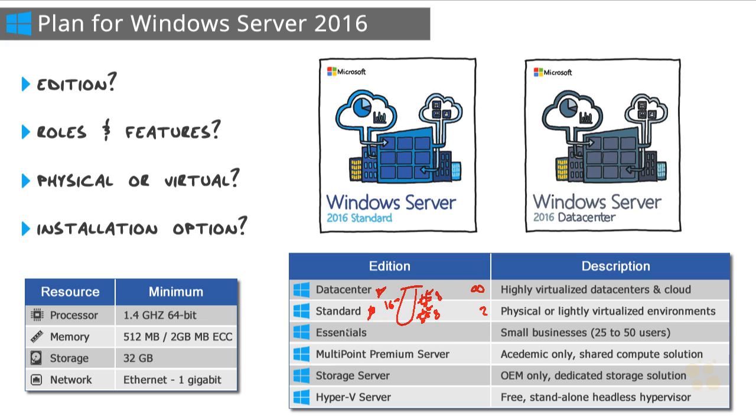Now, these other 4 editions are really meant for special use cases. Essentials Edition is meant for those single server shops. Small businesses, supports up to 25 users and 50 devices, and comes with 1 OSE, either physical or virtual. Multi-point premium server, available through academic licensing only, is really meant for classroom environments and allows multiple users to share a single machine. Storage Server is a brand new addition here in Server 2012 that is not available to the public. This is an OEM-only solution, and it's really designed for those storage manufacturers to include in their storage appliances and comes packed with all of those great storage features. And finally, we have Hyper-V Server, which is a free standalone headless hypervisor anybody can download and use and remotely manage.